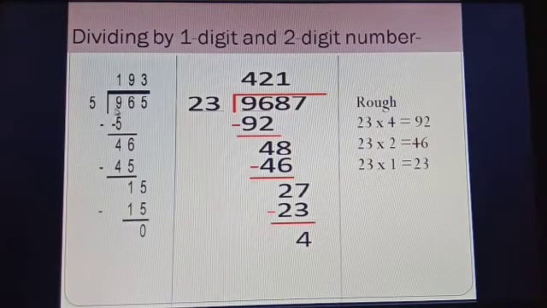But 9 is greater than 5, so we can divide it one time. 5 ones are 5, minus it, there will be 4, then this 6 will come down, there will be 46, then 5 nines are 45, subtract 45 from 46, then 1 will come. Again we take this 5 down, there will be 15, then 3 5s are 15, and the remainder is 0. In this way we can do division by a 1 digit number.